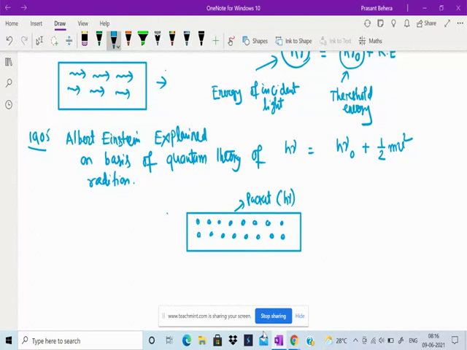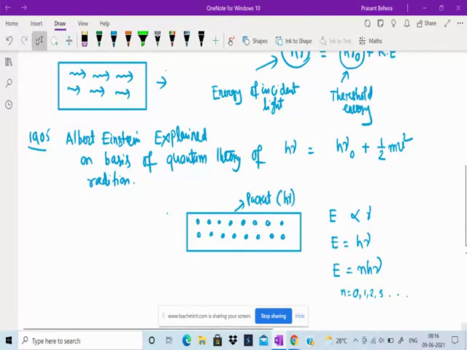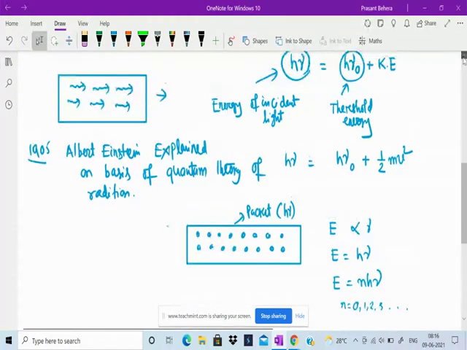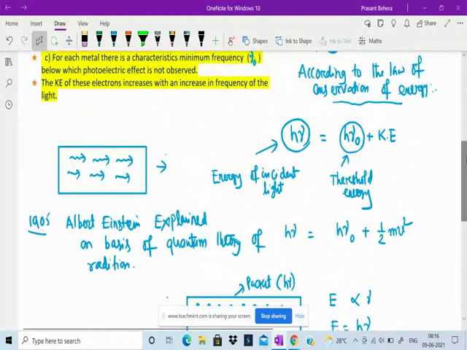A body can emit a discrete number of energy packets, a whole number of them. That means E is directly proportional to nu, and E is equal to h nu. For a whole number of packets, E is equal to n h nu, where n is equal to 0, 1, 2, 3. This principle implies that it can emit a whole number of packets of energy discontinuously. Einstein successfully explained this.